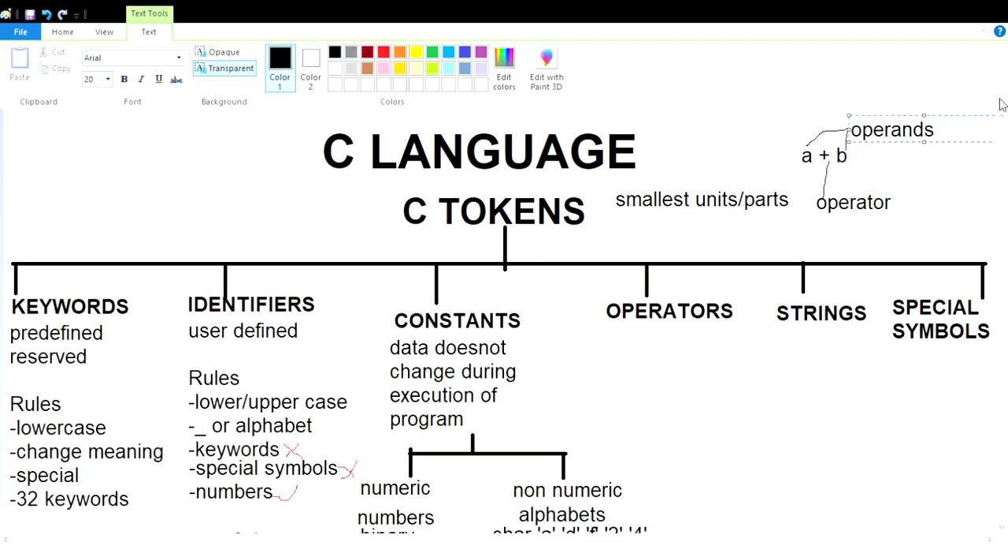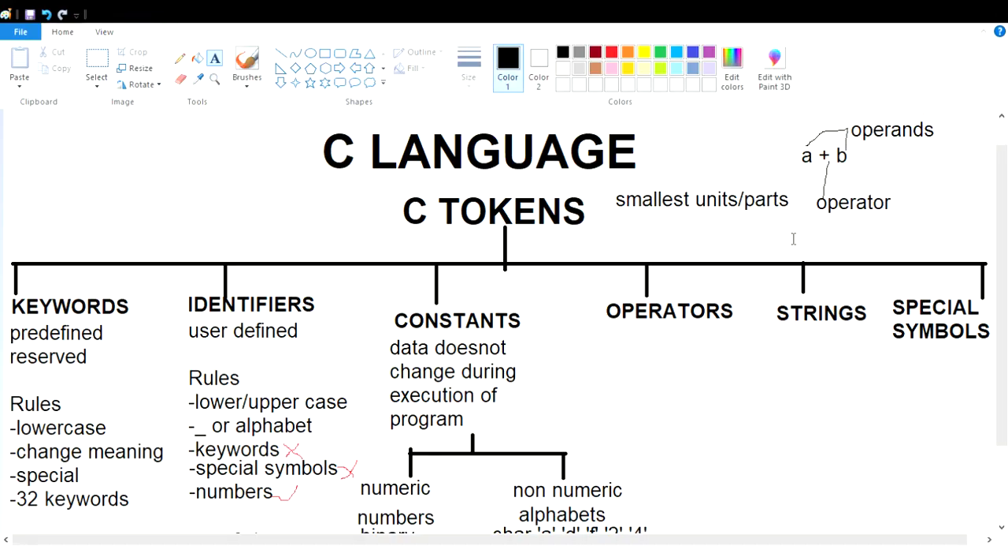An operator is nothing but a symbol which performs some operation on the operands. It may be plus, minus, into, division, or any type of operator we can take. Okay, so that is about the operator definition.